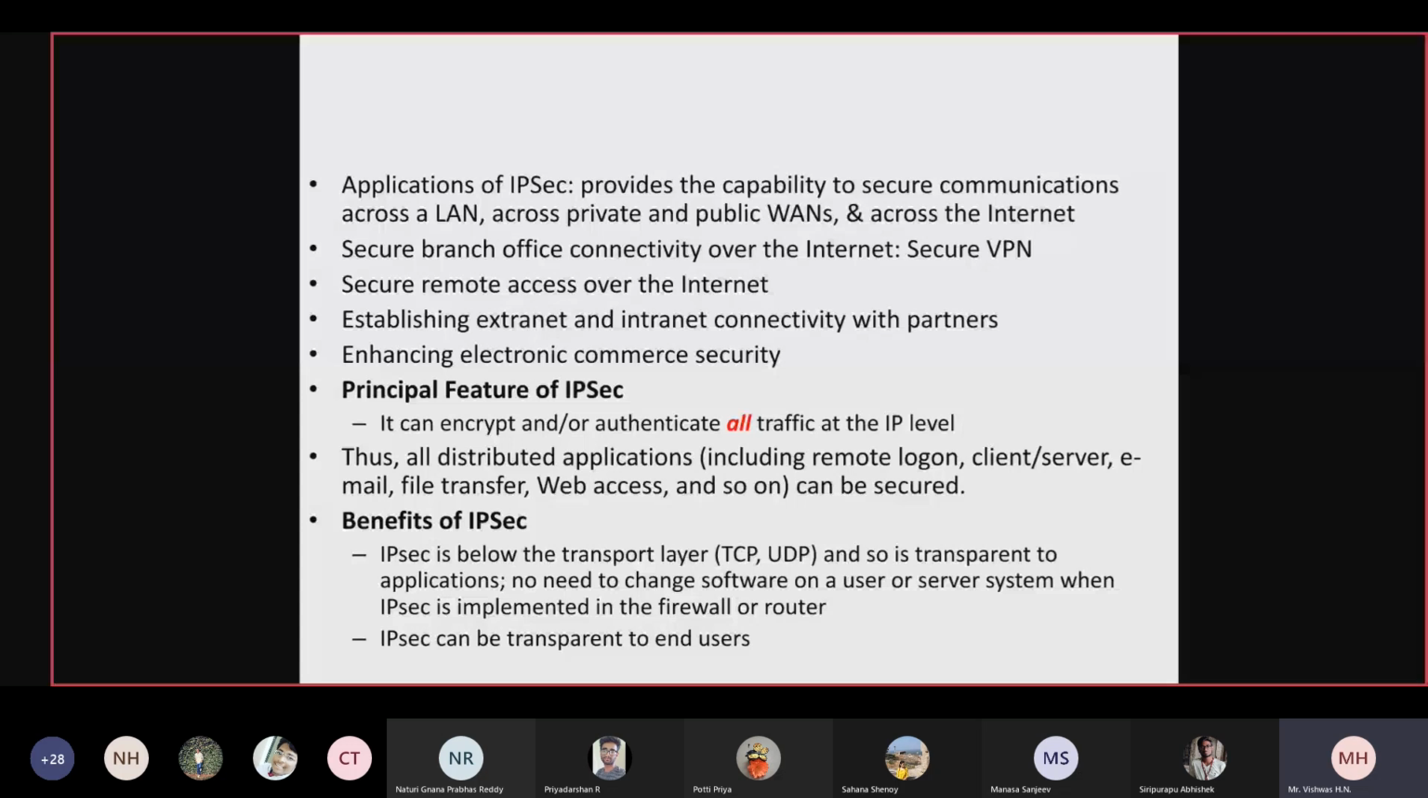We need to change software on a user or server system when IPsec is implemented in the firewall or router. Sorry, no need. Okay, no need to change software on a user or server system when IPsec is implemented in the firewall or router. It is very easy to handle, students. IPsec is transparent. That means how it is protecting your data, there is no need for us to change any software on the user or server system when IPsec is implemented in the firewall. Is that clear? So IPsec can be transparent to end users, the same thing.